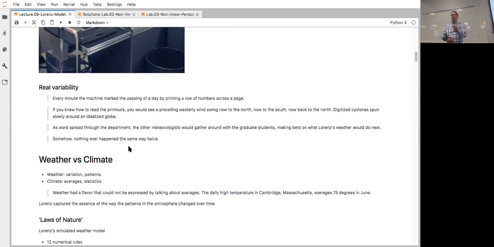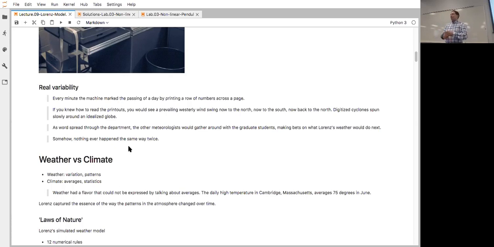And climate, at least until it starts changing, can be talked about in terms of averages. If not true averages, then 5-year averages, 10-year averages, 30-year averages. You could talk about norms. Weather didn't appeal to the statistical kind of thing. You couldn't say the average temperature was 12 degrees and have that mean anything. It was more variable than that. Weather had a flavor that could not be expressed by talking about averages.